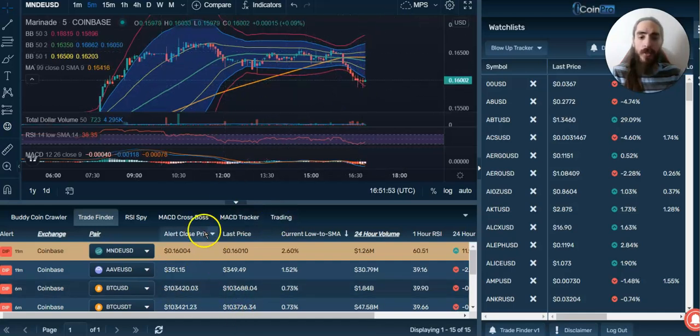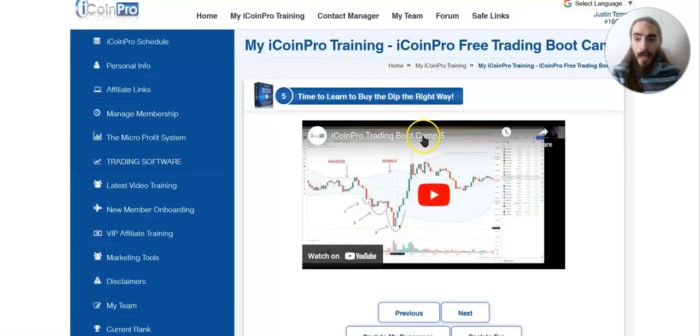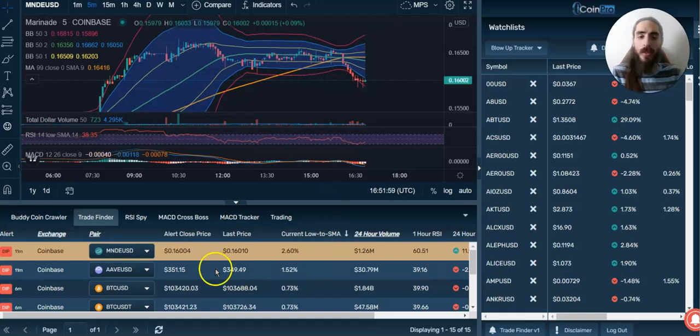Okay, so the software helps you find the trades really easy. See how fast that was? I just clicked right here. I just organized this by the largest to smallest because that means that it has the most trading room. Okay. So the current low to SMA is 2.6%. If it's lower than 2%, you don't really have that much trading room.